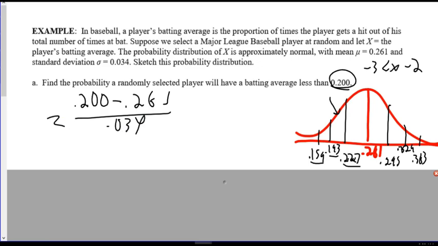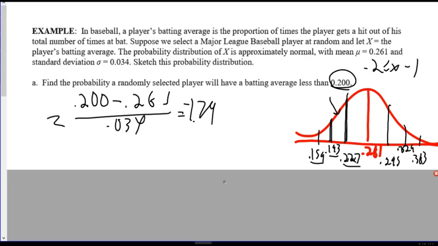So 0.200 minus 0.261, enter, divided by 0.034. Oh, my bad. Silly me. Negative 1.79. It's between -1 and -2. I wasn't thinking. Sorry. Because right here is -1, here's -2. I was in the wrong section. So that makes sense. Negative 1.79.